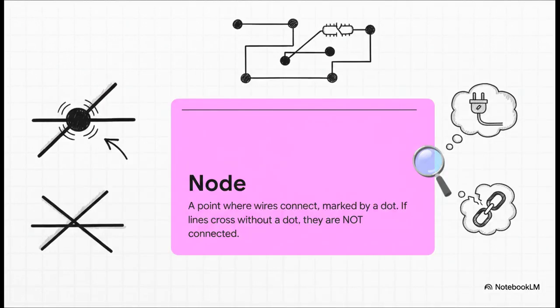Now listen up, because this is one of the most important rules. When you see two lines cross on a schematic, you have to know if they're actually connected or just passing by. If you see a solid dot where they cross, that's a connection. We call that a node. If two lines cross and there's no dot, they are not connected. It's like a freeway overpass. So the most important thing is watch for the dot.